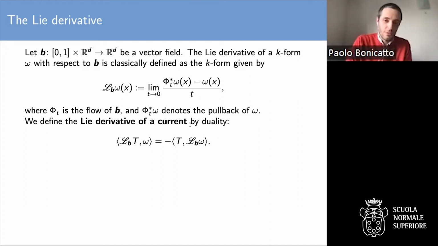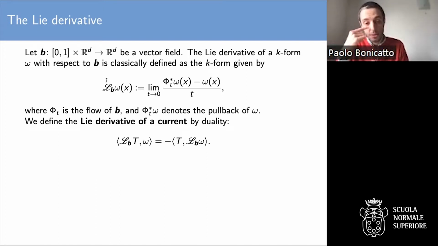And the Lie derivative of a smooth form is classically defined. It's just, I mean, one possibility, the formula that I've written here on the slide. Ultimately, the Lie derivative of a form measures how the form changes along the flow of the vector field, right? This is a standard notion of differential geometry.